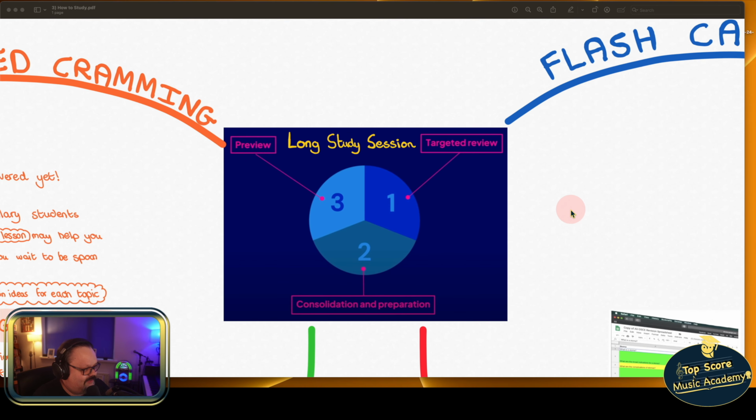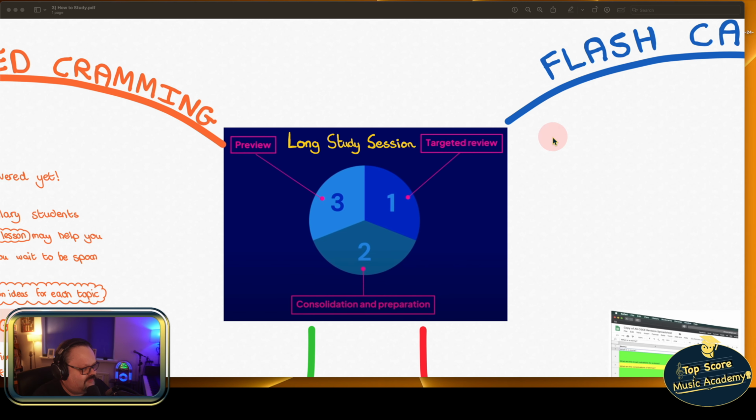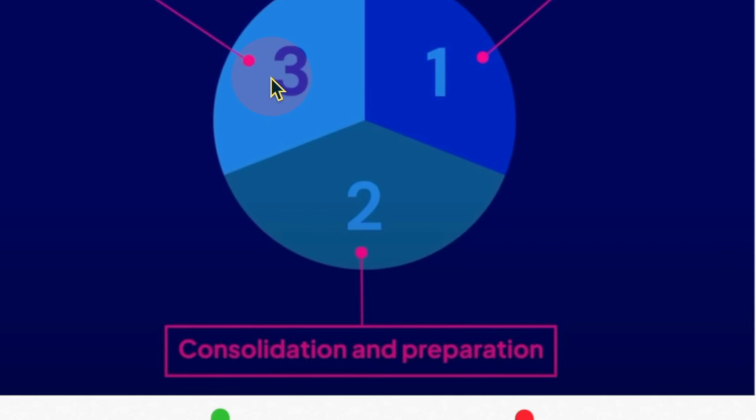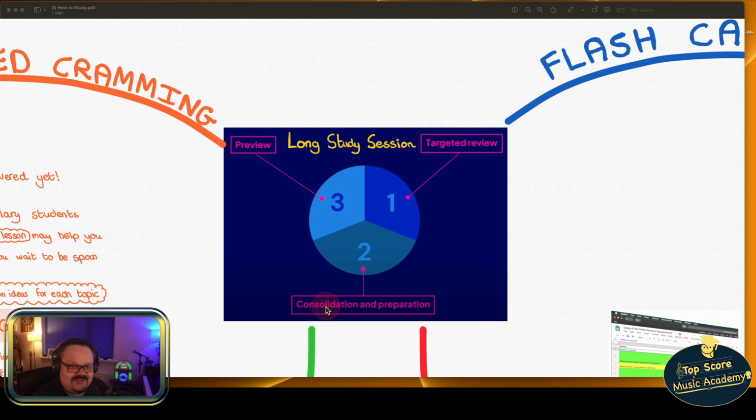Okay, so we're back with the long study session, and this is the area we were looking at last time, the preview of what's coming up, the advanced cramming. We'll be looking at targeted review later in another lesson, so we're going to be looking at this second part here. So we're kind of working our way backwards. Consolidation and preparation. Okay, so that's going to be the new area for today.